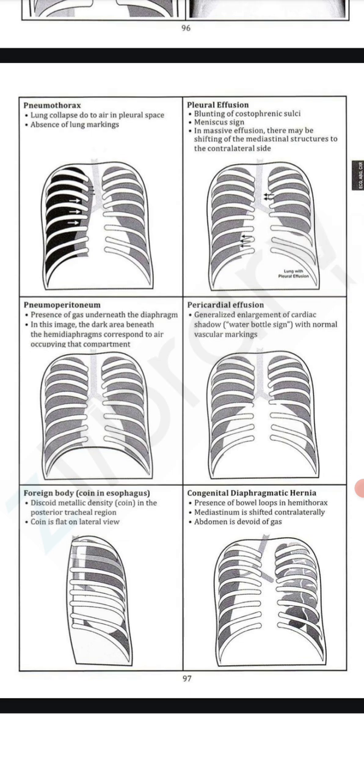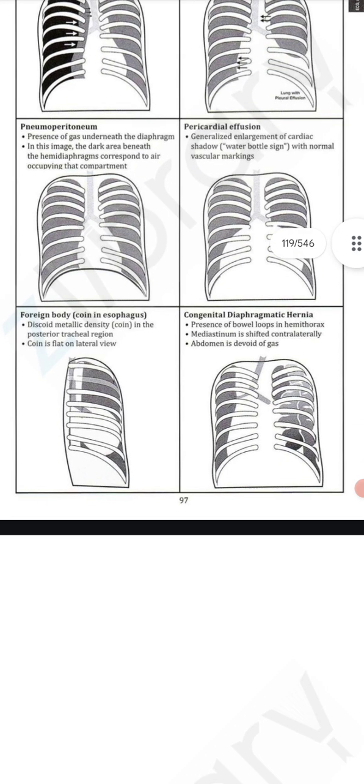Foreign body. Coin in the esophagus. Discoid metallic density. Coin in the posterior tracheal region. The coin is flat on the lateral view. Congenital diaphragmatic hernia. Presence of bowel loops in the hemithorax. The mediastinum is shifted contralaterally. The abdomen is devoid of gas.